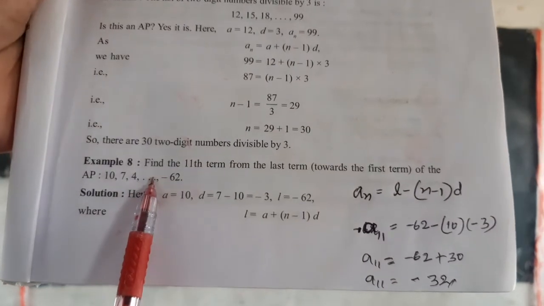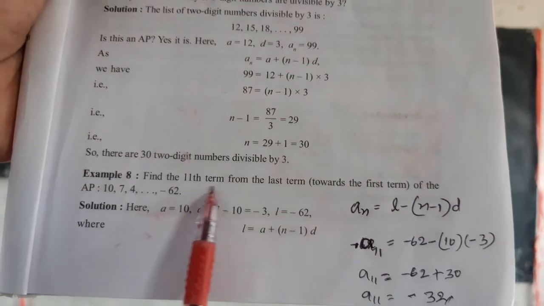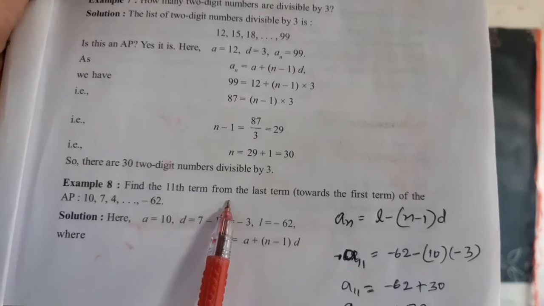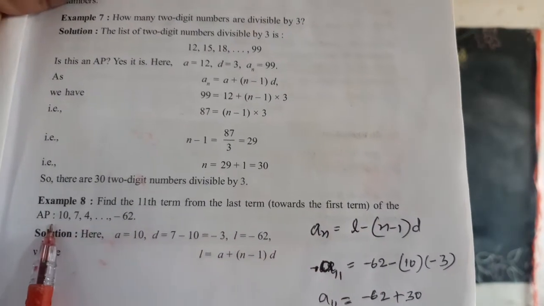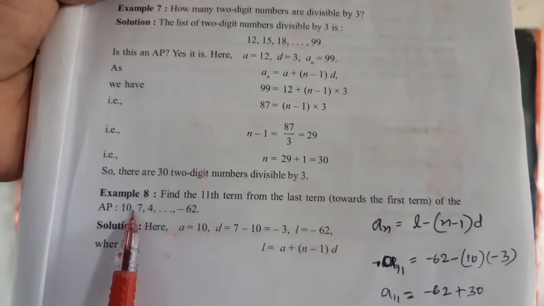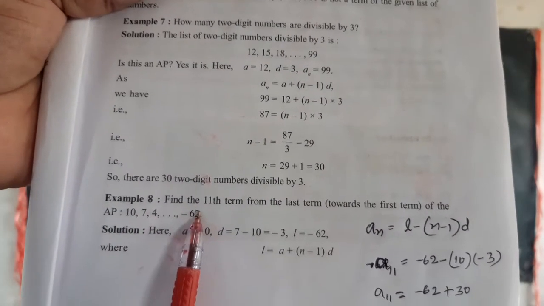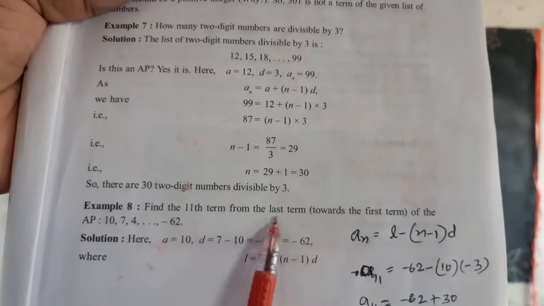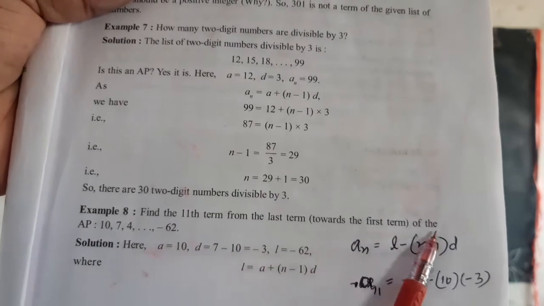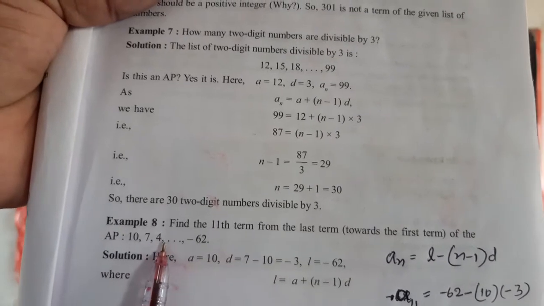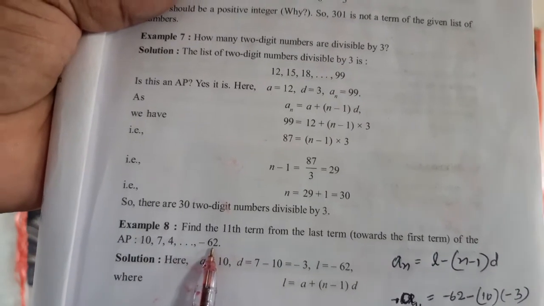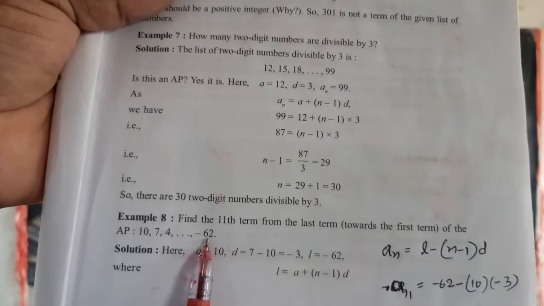See children, find the 11th term from the last term of the AP. So here we have to find the 11th term from the last term of the AP. That is 10, 7, 4, ..., minus 62. Are you understanding, children?